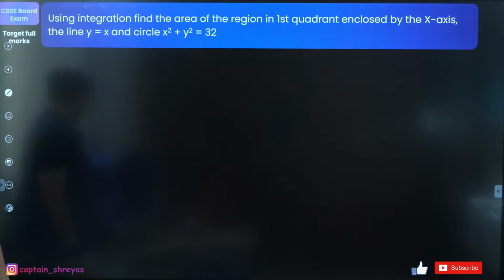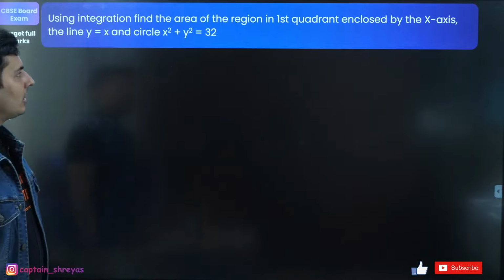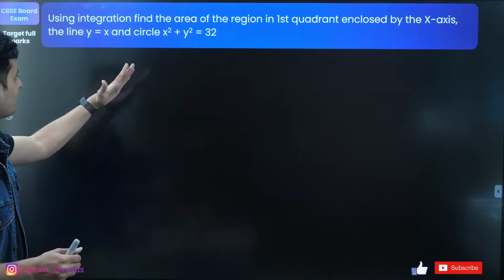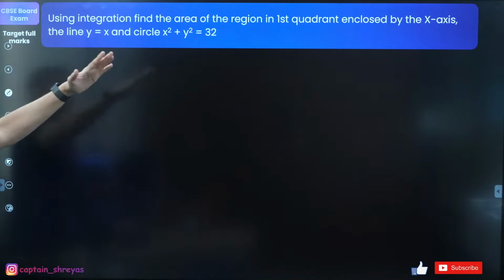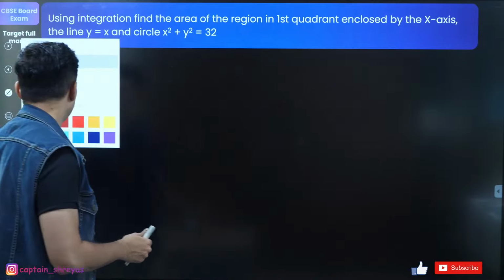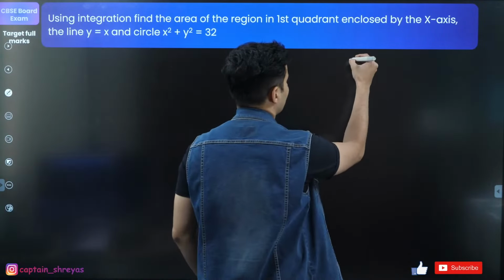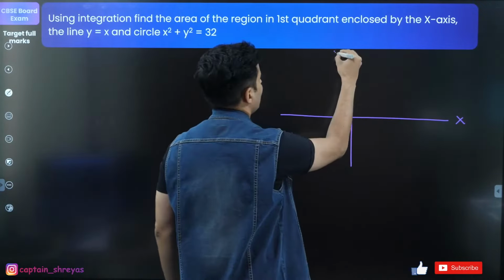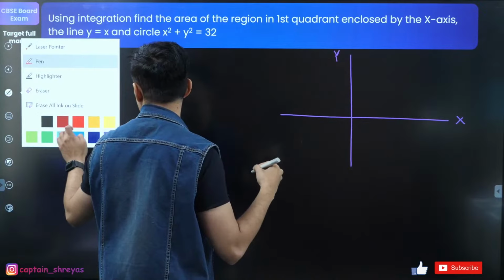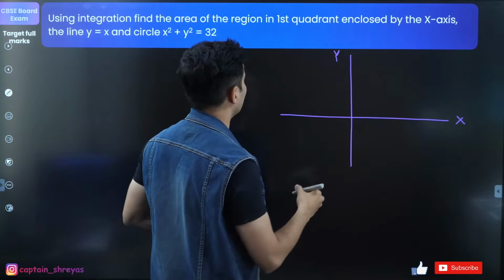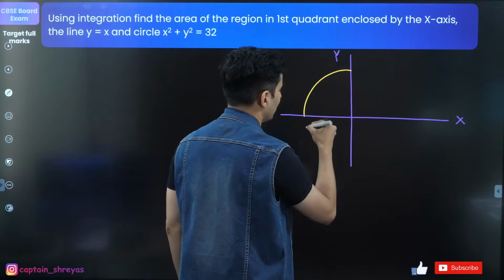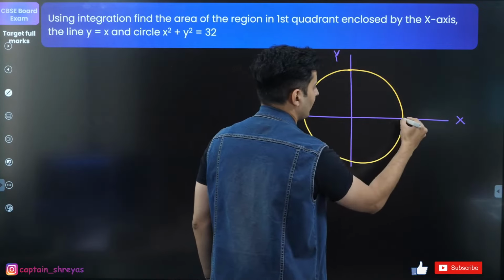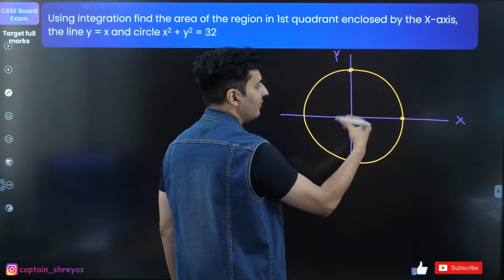Using integration, find the area in the first quadrant enclosed by the x-axis, y is equal to x, and the circle x square plus y square is equal to 32. Okay, let's try to draw the axis first. So this is my y-axis, this is my x-axis. Imagine a circle of x square plus y square is equal to 32. So this will be our circle.